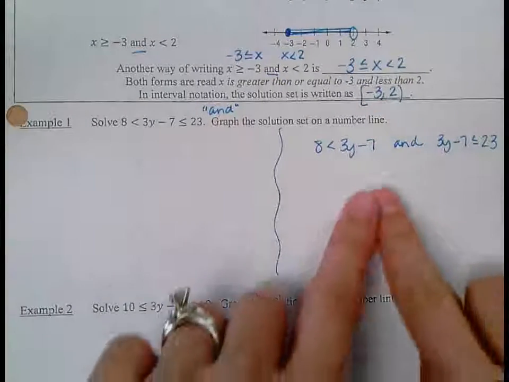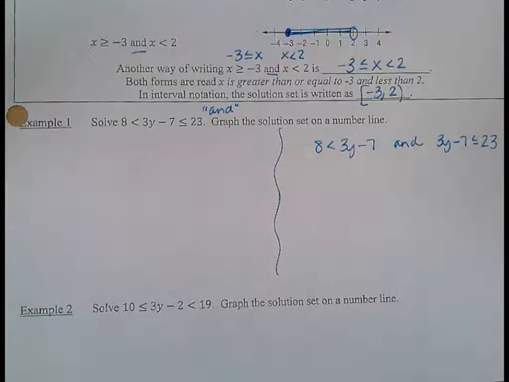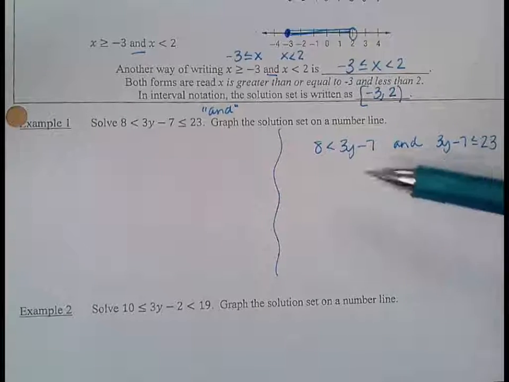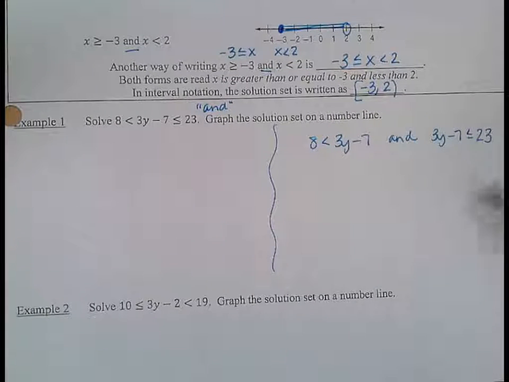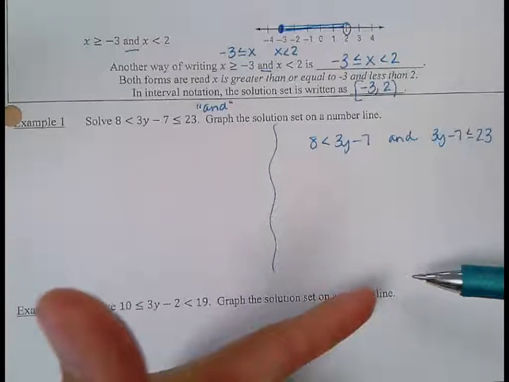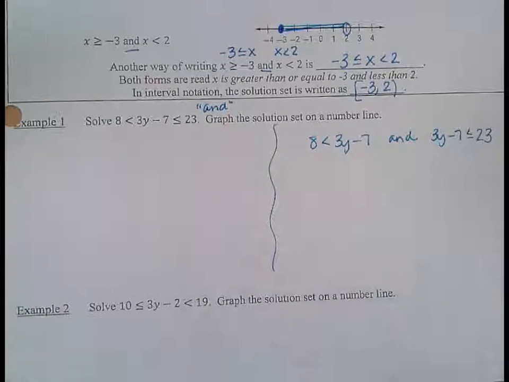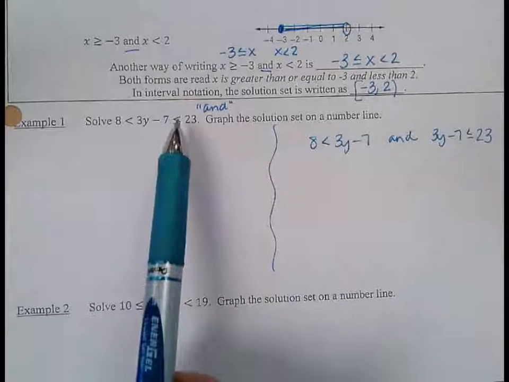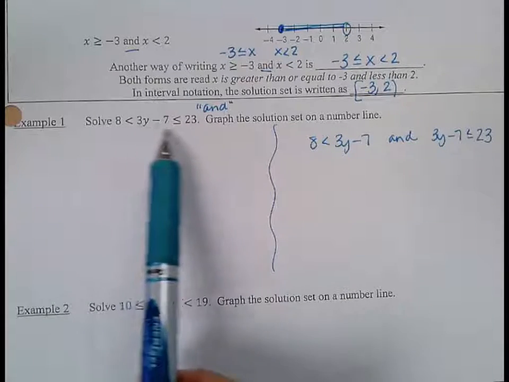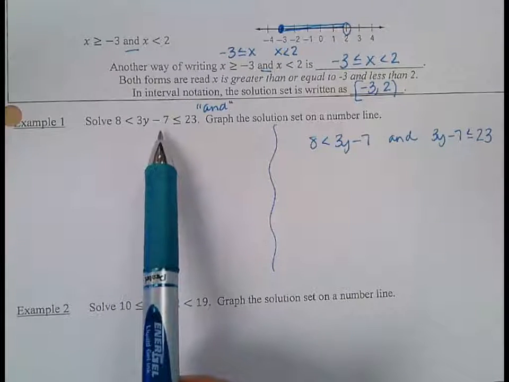So if this makes more sense to you to see two separate inequalities joined by and in the middle, that's fine. You can write it that way. And then just solve each inequality separately for y, and then join them together with the word and. That would be one way to solve it. Otherwise, you can leave it exactly the way it is written and just solve it this way.